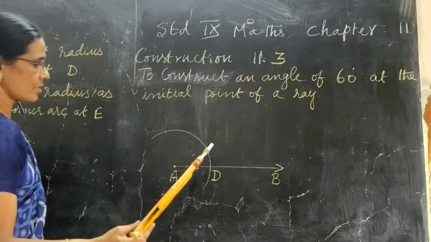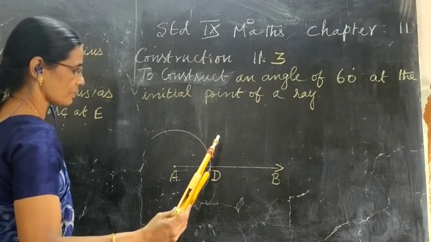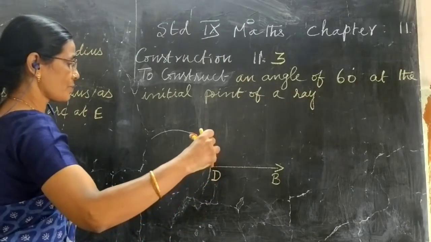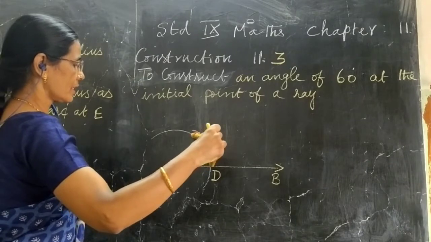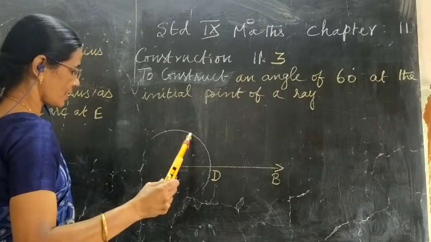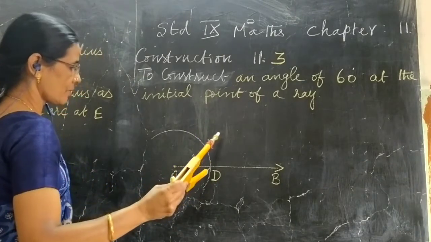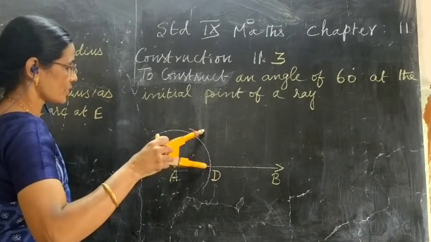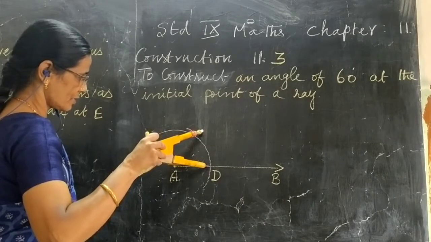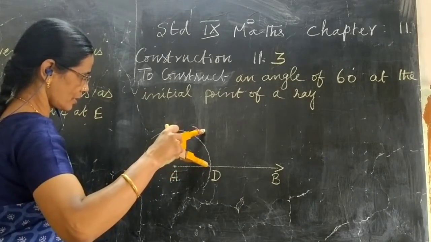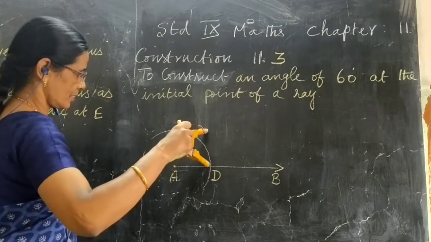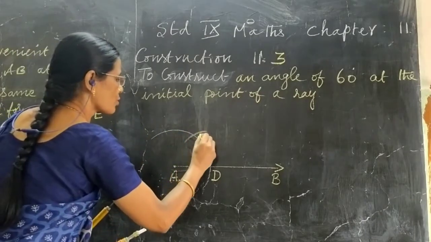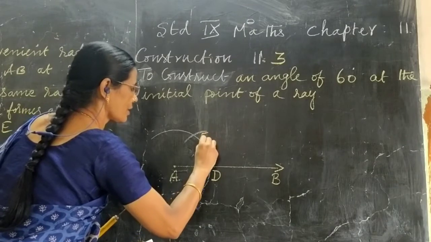Now shift the center to the point D. With D as center and the same radius that we have taken earlier, draw an arc in such a way that it intersects the previous arc. I take this point of intersection as E.